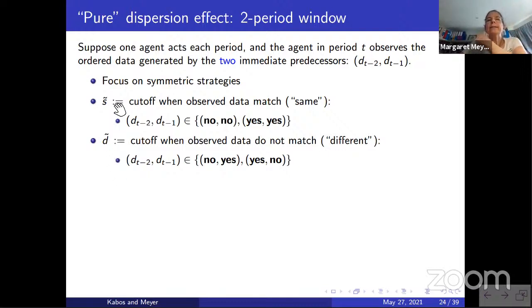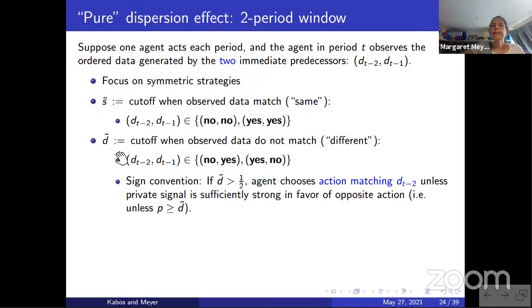numbers, S tilde and D tilde. S tilde will be the cutoff used when the observed data match, S for same. So when the observed data are either no, no, or yes, yes. And D tilde will be the cutoff when the observed data do not match, when they're different. And I'm sorry about D having two roles. So D tilde will be the cutoff when the observed data are either no, yes, or yes, no. For D tilde, I need a sign convention. I will use the convention that if D tilde is bigger than a half, that means that the agent chooses the action that matches the earlier of the two data points, unless their private signal is sufficiently strong in favor of the opposite action.